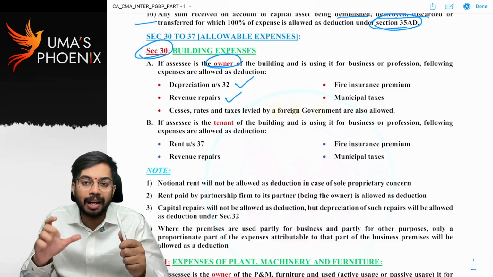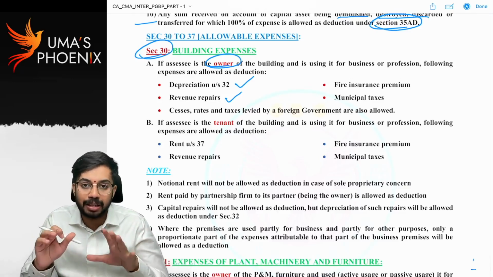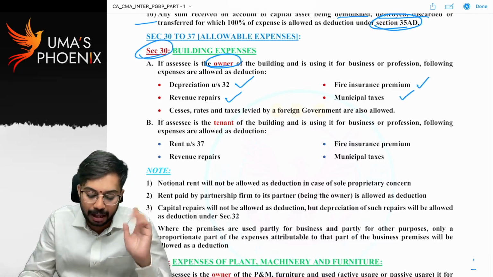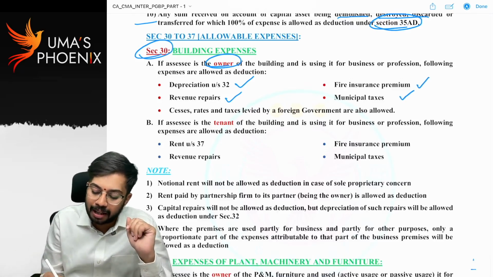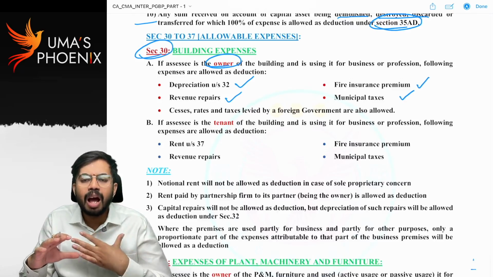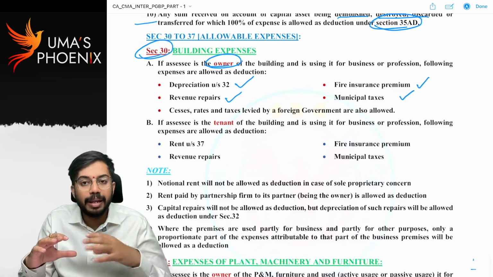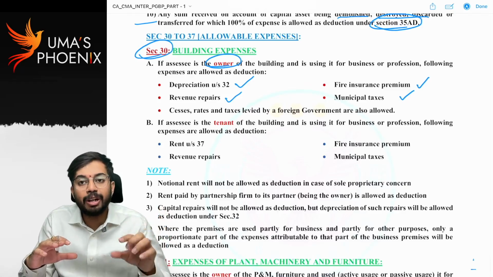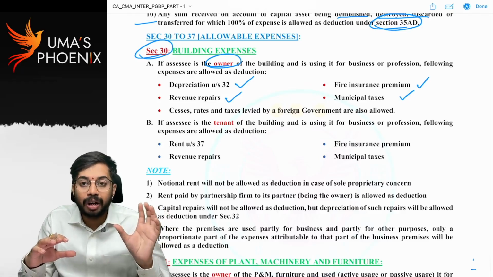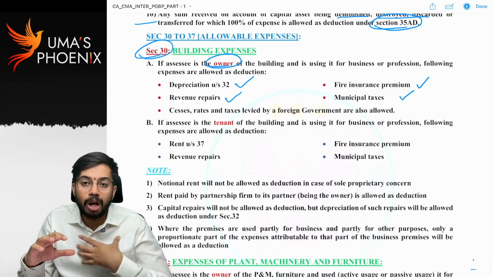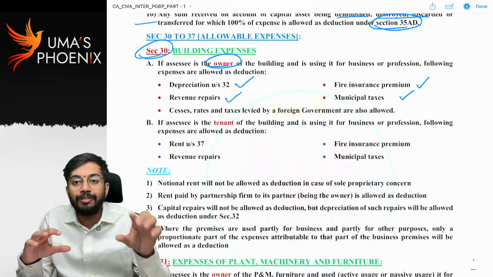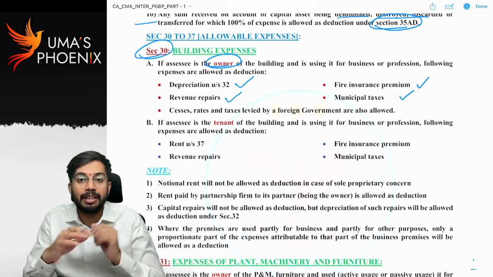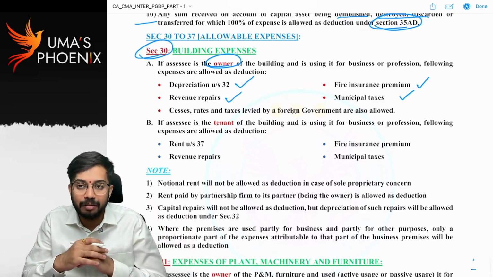So whatever the minor repairs expenses are there, revenue repairs, those expenses that I can claim as deduction, fire insurance premium, municipal taxes, and whatever the taxes. Let's say I am a businessman and I have business in USA. In USA also I opened one office, and that office is owned by me. With regard to that office, whatever the municipal taxes that I pay to foreign government are there, even those municipal taxes also I can claim as deduction.